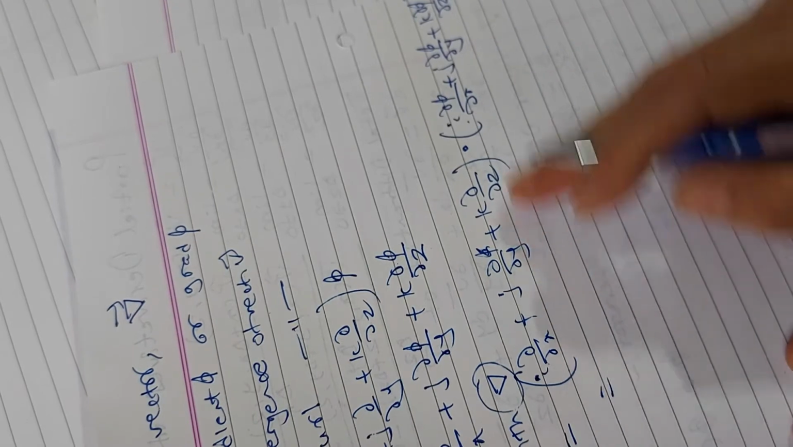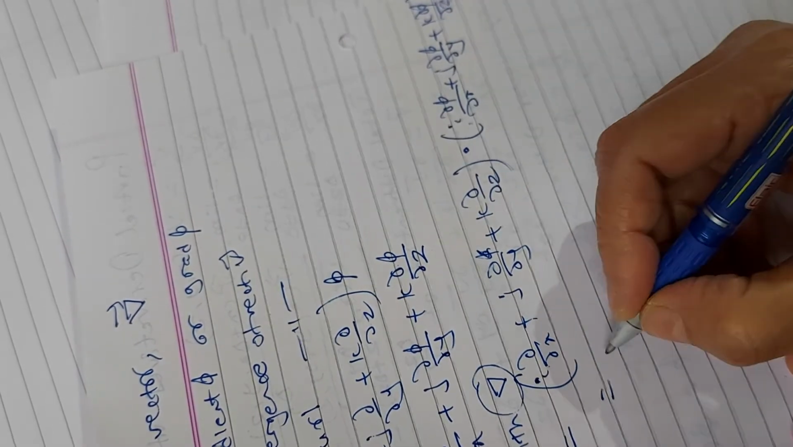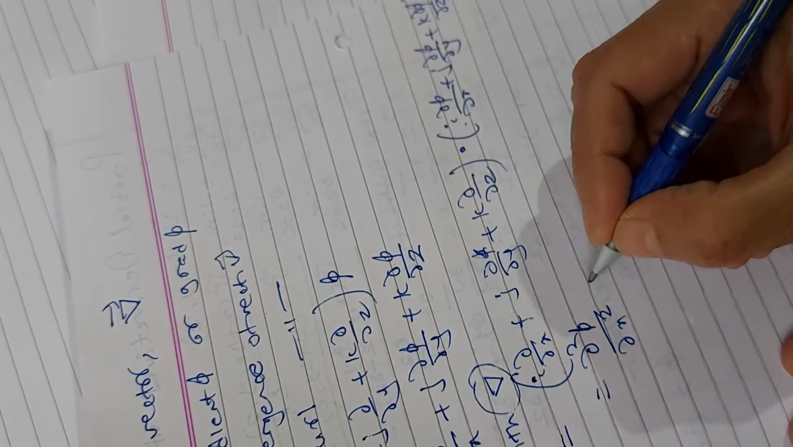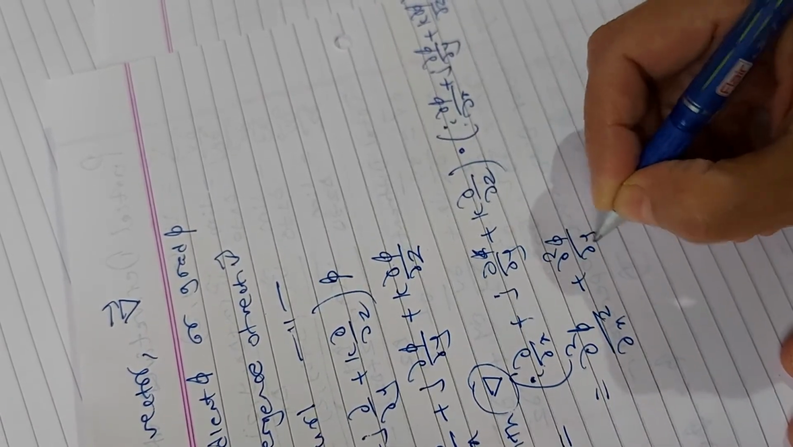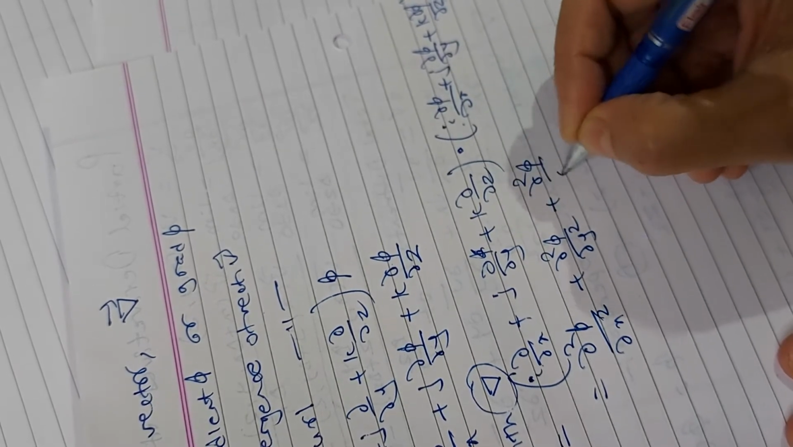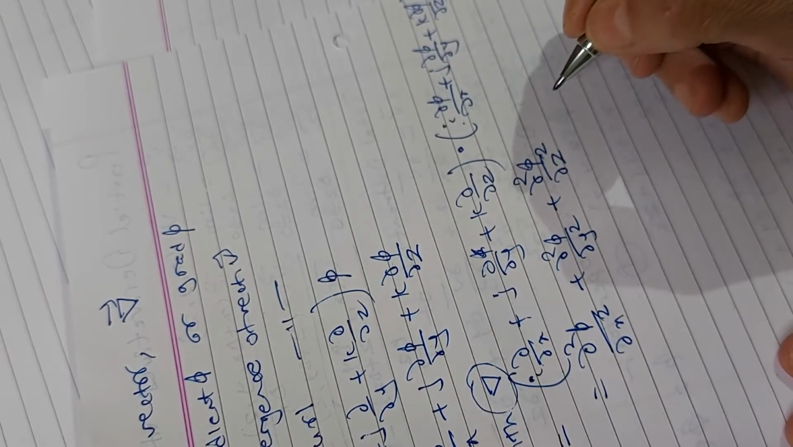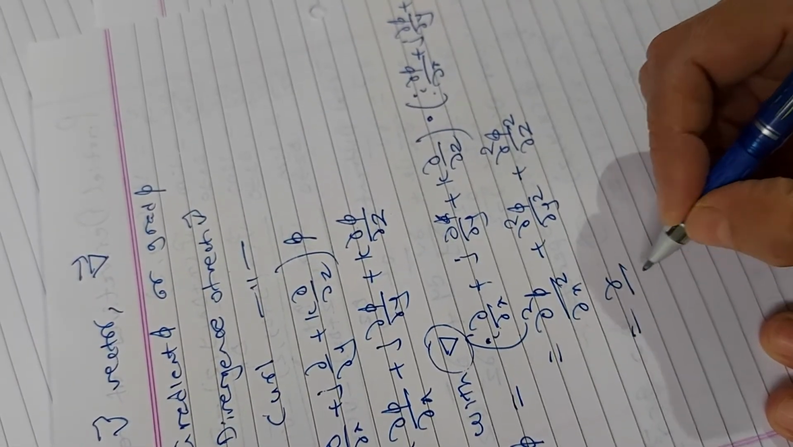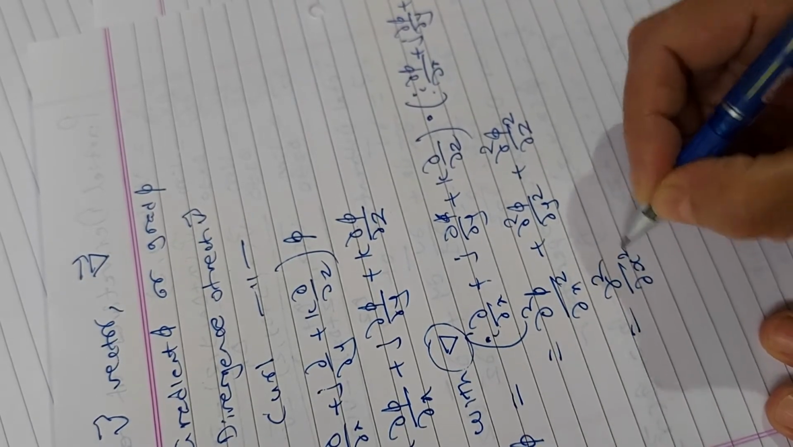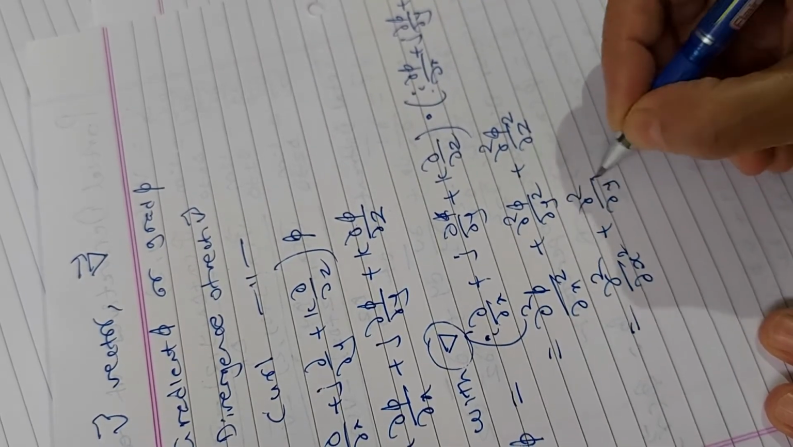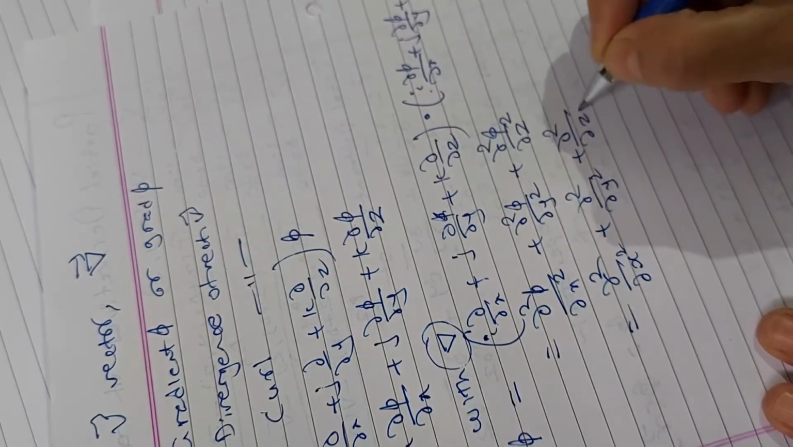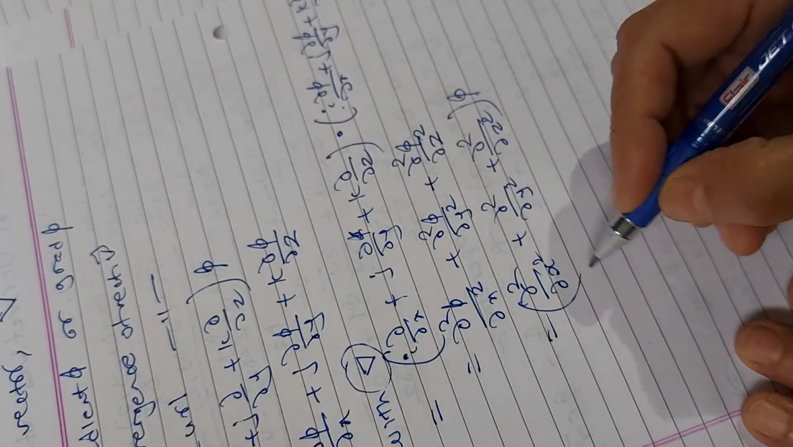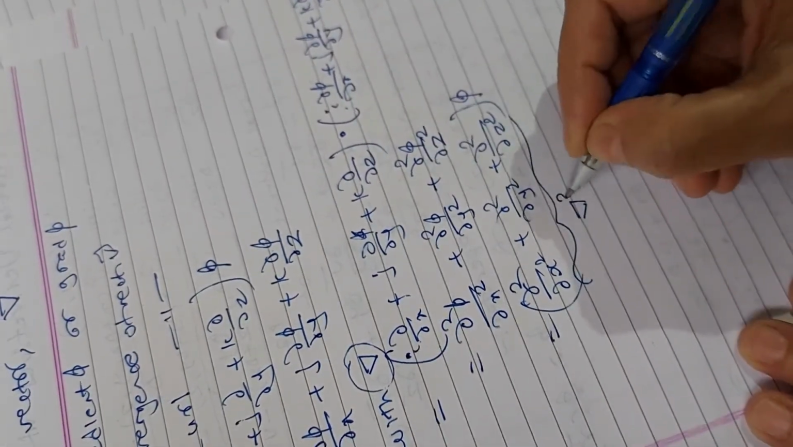Now do i dot i. i dot i is 1, j dot j is 1, k dot k is 1. So what will I get? I'll get ∂²phi/∂x² plus ∂²phi/∂y² plus ∂²phi/∂z², correct? So if I take phi out now, what will I get? (∂²/∂x² plus ∂²/∂y² plus ∂²/∂z²) times phi. Correct? So this term is called as del square.